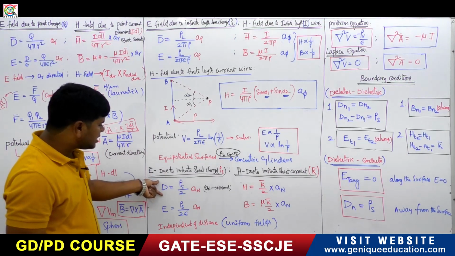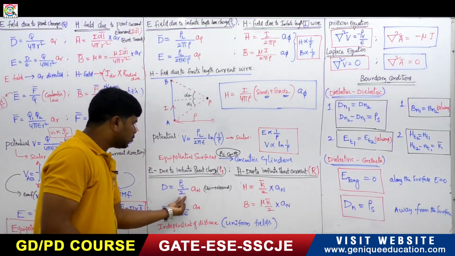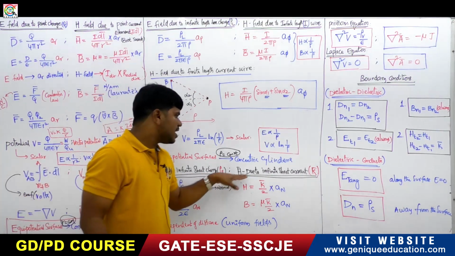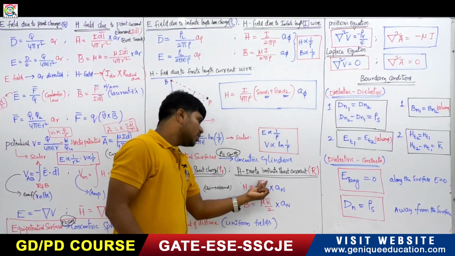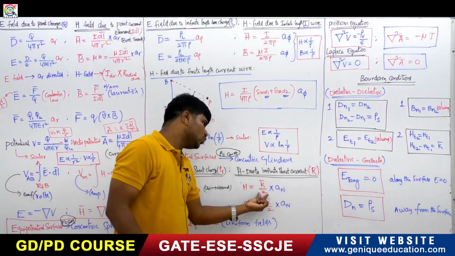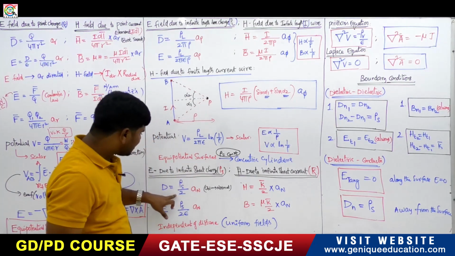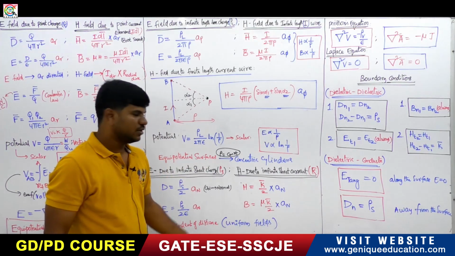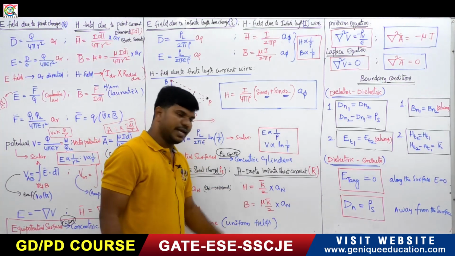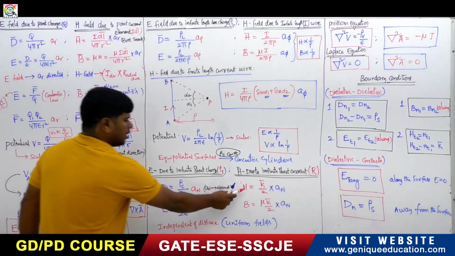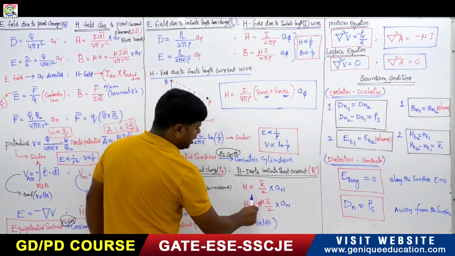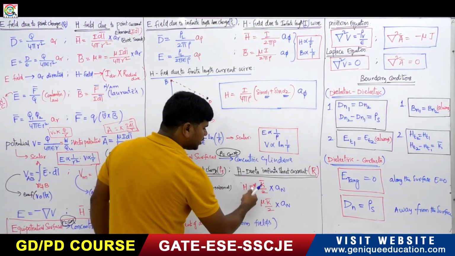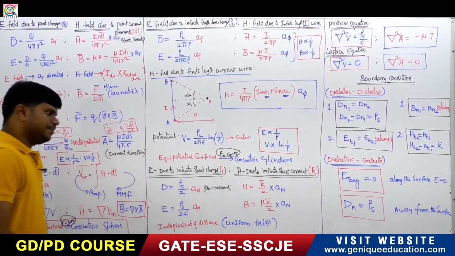How can we define it? The electric flux density is defined as the source divided by 2: rho s divided by 2 times an. Similarly, the H field is equal to K divided by 2 cross an. Here it is rho s divided by 2 into an, there it is K divided by 2 cross an. Similarly, we have defined the magnetic flux density B equal to mu into H, so mu times K by 2 cross an.